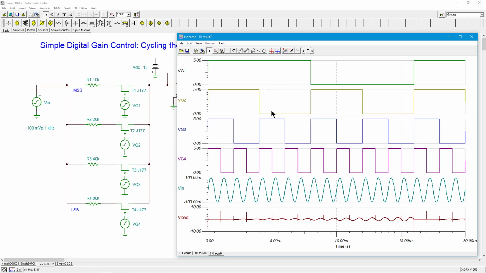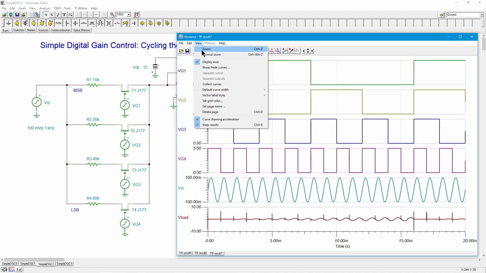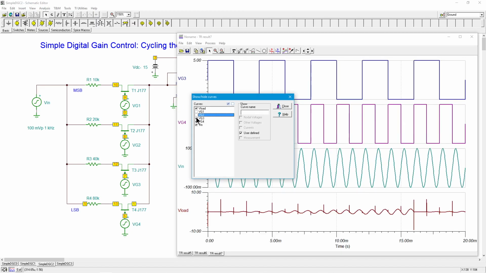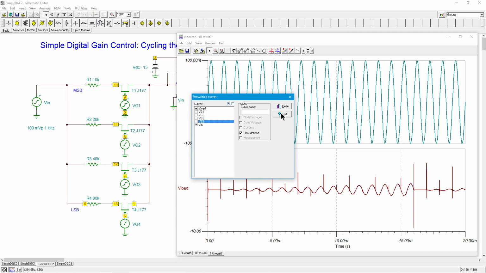All right, now to make this a little bit easier to see, I'm going to get rid of some of the curves, some of these timing curves. So we just have the input and the output.